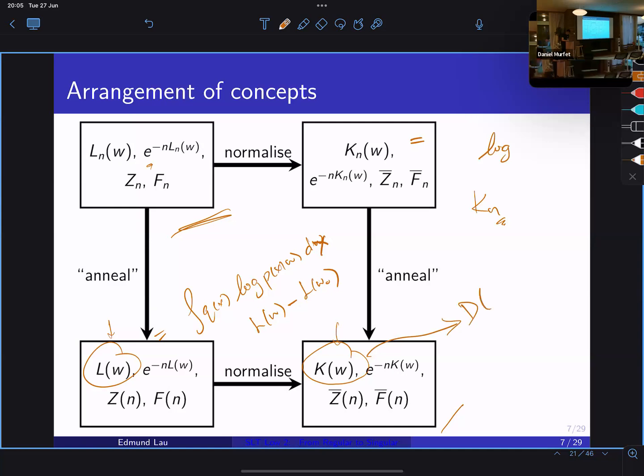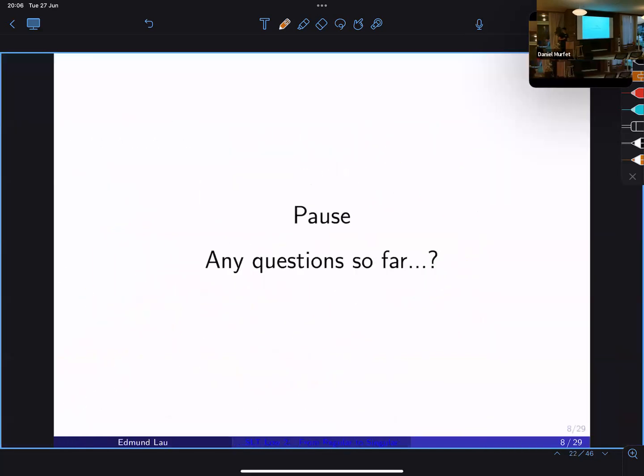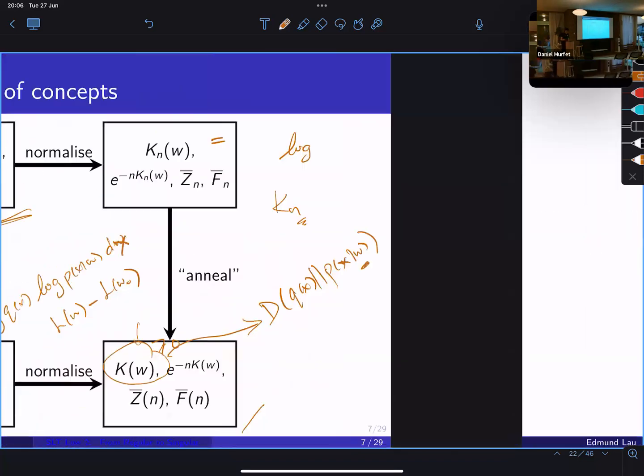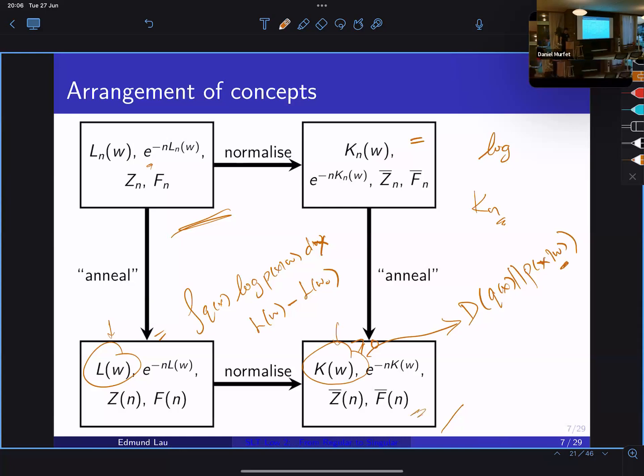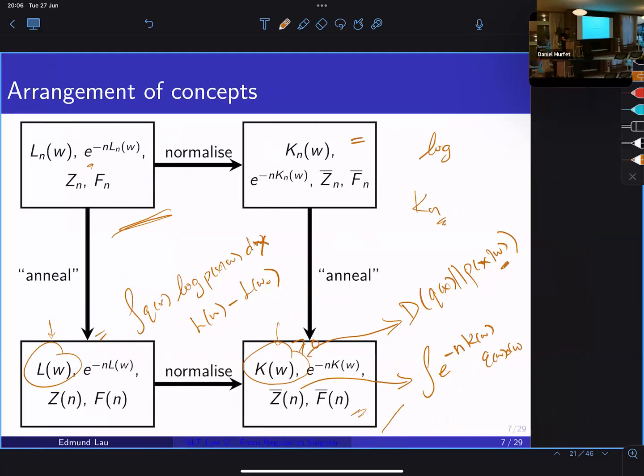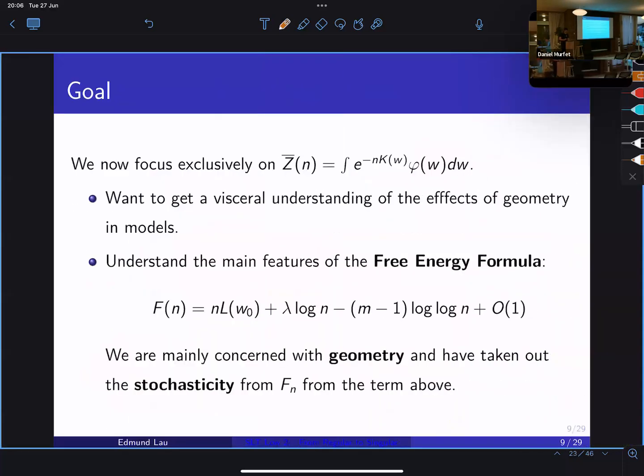It will turn out that K is the KL divergence between the model at W and the truth. So K is always greater than or equal to 0. There's still an independence, for example, these are e to the negative n K of W dw. We are not sending n to infinity yet.